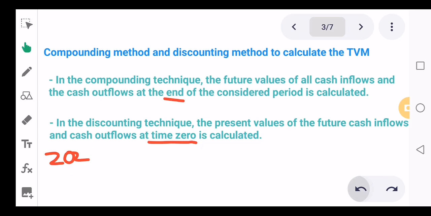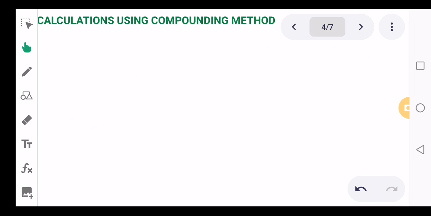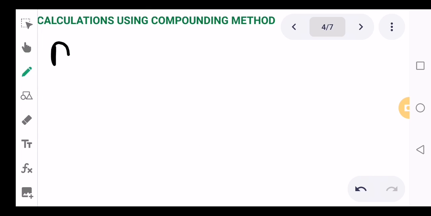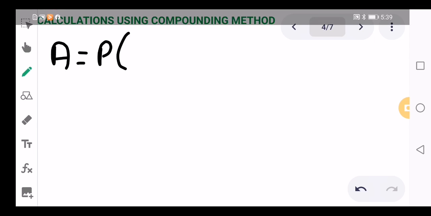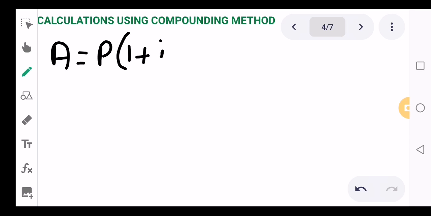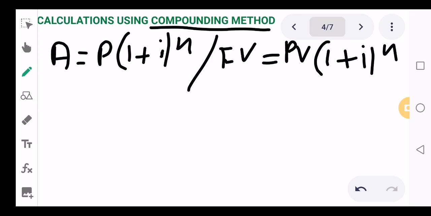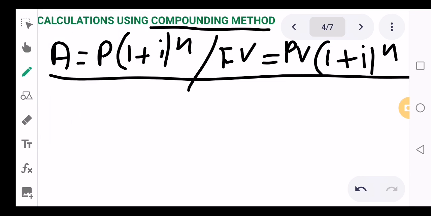That's the difference. I'll explain it again with examples and with formula so that we get a better idea of it. So the formula for calculating this is A is equal to P into (1 plus i) to the power n. This is the formula for calculating the compounding, the time value of money. Here we can replace this formula with future value is equal to present value into (1 plus i) to the power n. Both are fine. If you take it as this or that, anything is fine. Here, what is A? A is nothing but the amount.